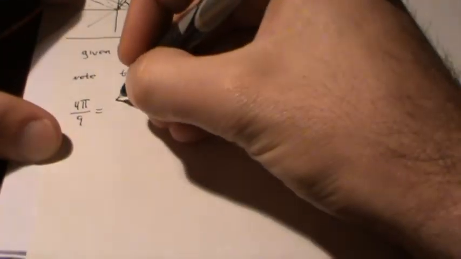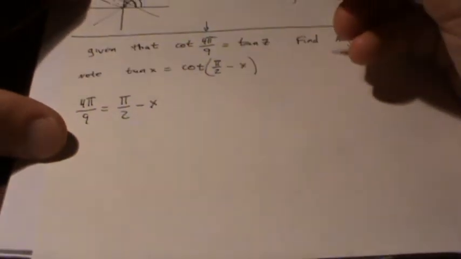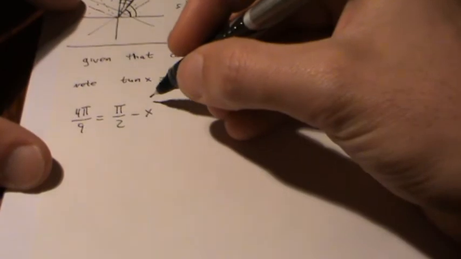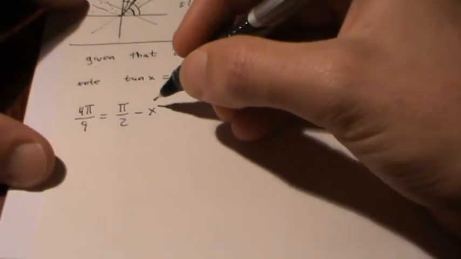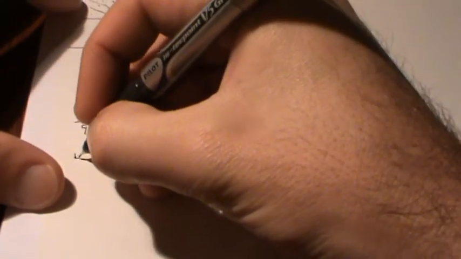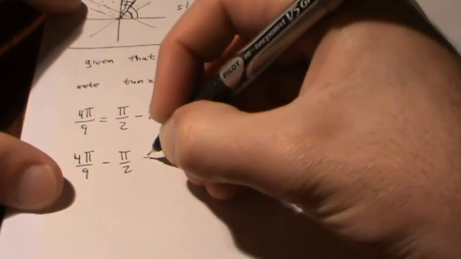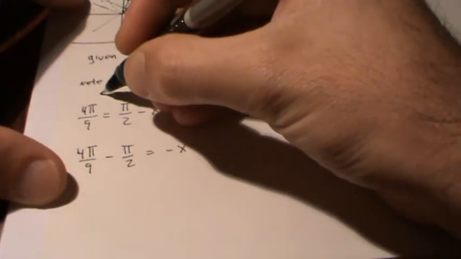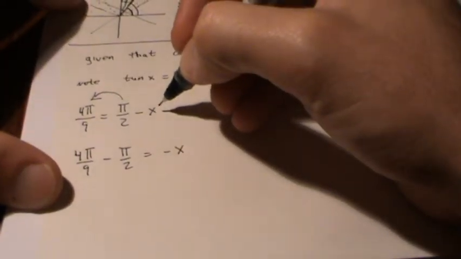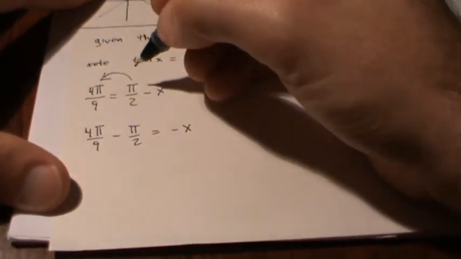What I want to do is rewrite 4 pi over 9 as pi over 2 minus some value x. Now I can find out what this value of x is by doing some algebra. I would say 4 pi over 9 minus pi over 2 is equal to a negative x. I just took the pi over 2 and passed it over to that side of the equation and changed the sign. I'm trying to find x right now.